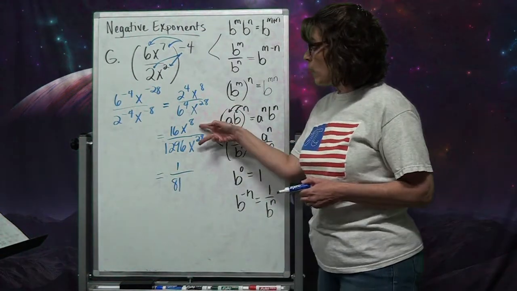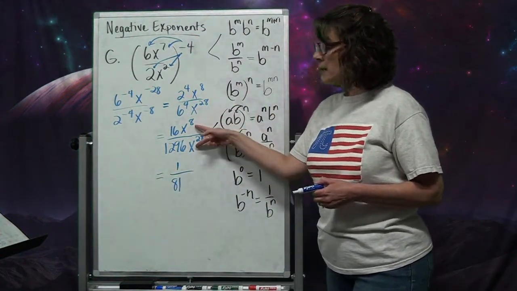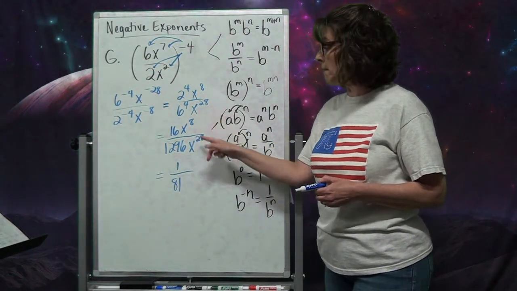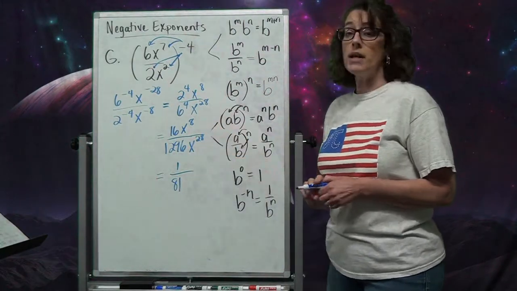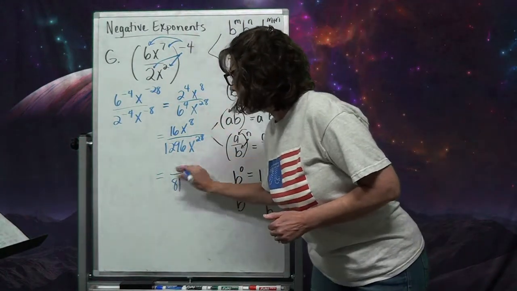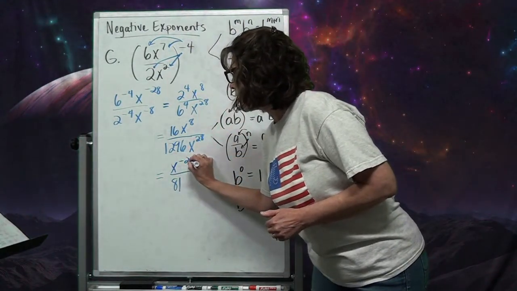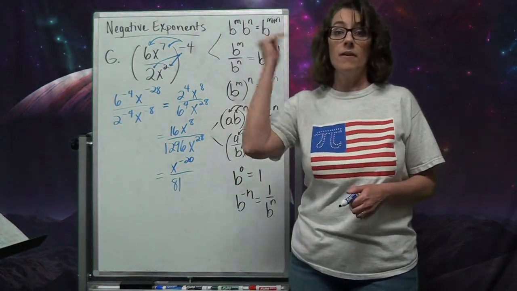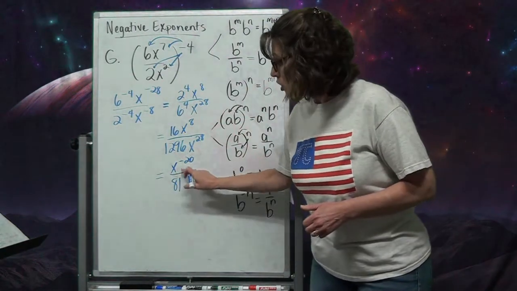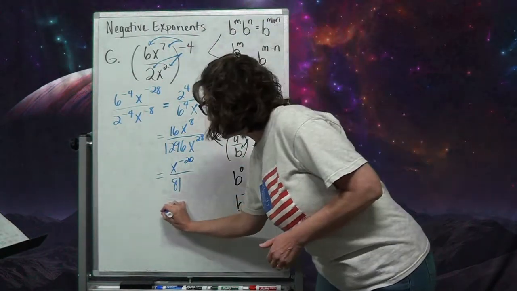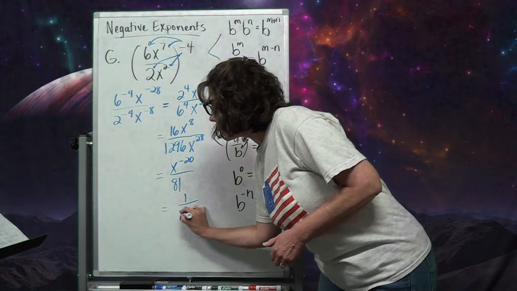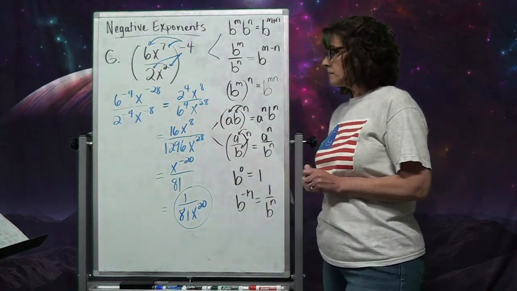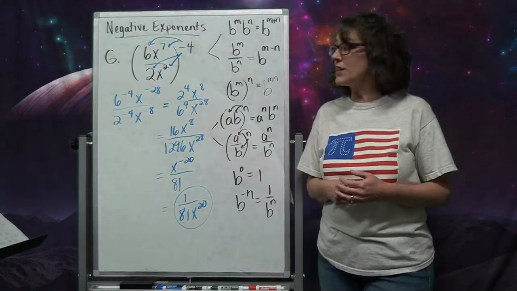And now, my quotient rule right here says when I'm dividing bases, and the bases are the same, I'm going to subtract those exponents, top minus bottom. 8 minus 28 will give me a -20, so I have an x to the -20 over 81, and there's that negative in the exponent, which indicates flip. So I'm going to shove this part down to that denominator. That leaves me with a 1 in that numerator. And there's my answer.